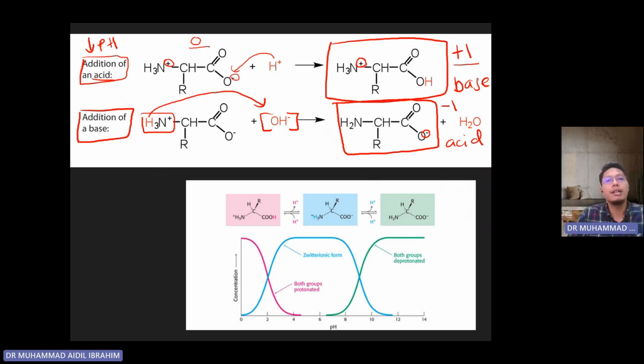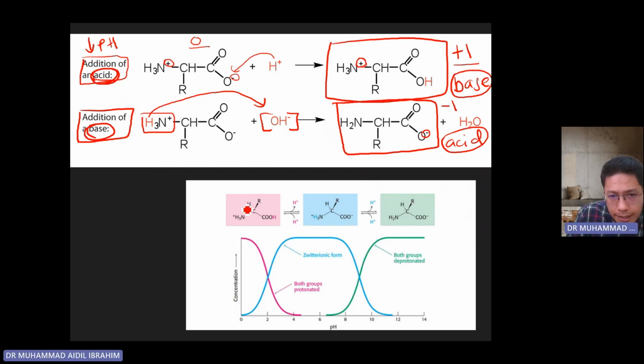So in conclusion, amino acids in acidic solution will act as a base, whereas in basic solution, the amino acids will act as an acid. So that is the nature of the amphoteric amino acid. Okay, so let us see this chart right here.